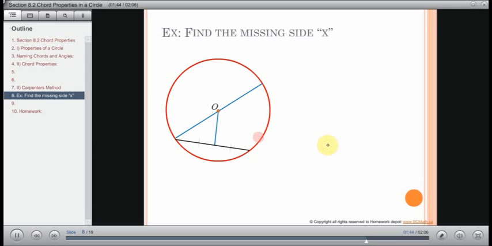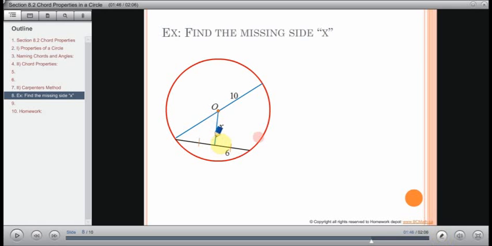Okay, let's take a look at this. Find the missing side x. Let me get to the problem here. So there's a full diameter, a line that's going through the center of the circle. It's slicing through a chord, and when it goes through the center, it bisects this chord in half, and also we know that it's going to be perpendicular, 90 degrees. We're also told that that's 10, and that's the missing side x, and that's 6. So based on that, can we find out what x is?